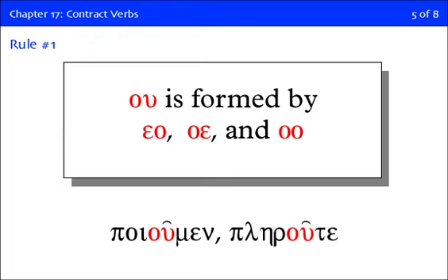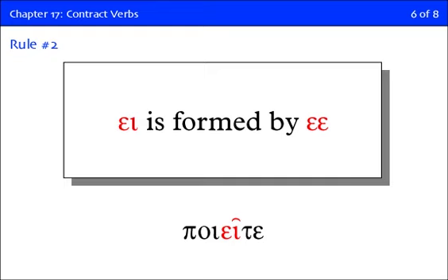Pleurute. What's the second vowel? Has to be an epsilon because of the te. So this has got to be pleurute from pleurao, omicron contract. The second rule is that epsilon iota is formed by epsilon epsilon. So if you see poieta with an epsilon iota, you know the second vowel has to be an epsilon, but it's really irrelevant because it has to be an epsilon epsilon, and therefore you know that the lexical form is poieo. Can't be anything else.